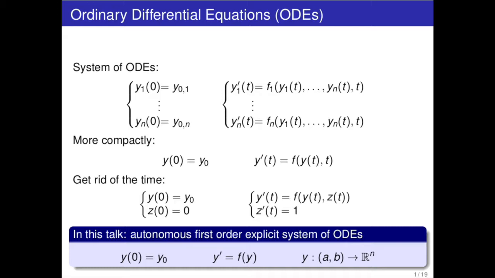So in general, things will always be of this form. Initial condition, y prime equals f of y, where y is a vector valued function, and f will always be at least continuous. Okay? So this is the kind of equation I want to look at.